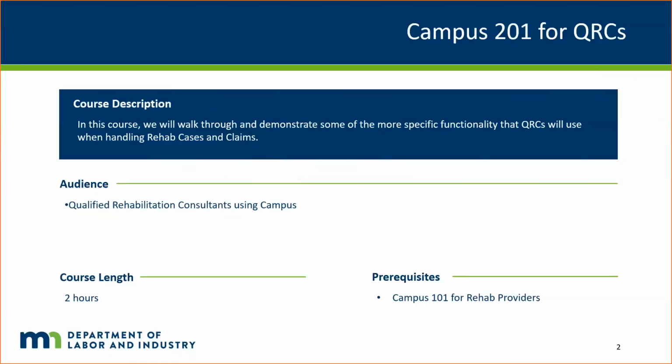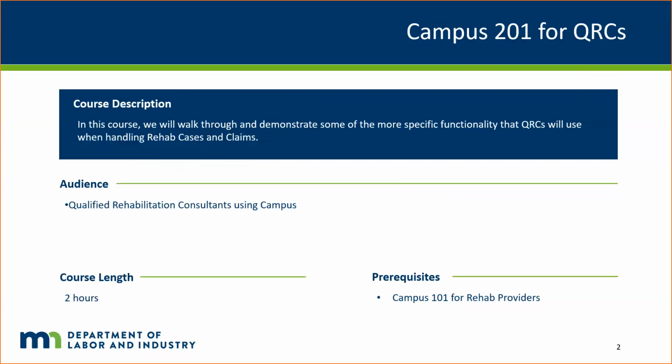So in this course, we're going to walk through and demonstrate some of the more specific functionality that external QRCs are going to use when handling rehab cases within Campus. Obviously, the audience is QRCs, so that includes interns as well as staff that might be submitting forms for their QRCs on their behalf. And then the course length, we've kind of timed out here at 2 hours. We ran through this yesterday morning, and it was more about an hour and a half. So I'd be surprised if we go the full 2 hours.